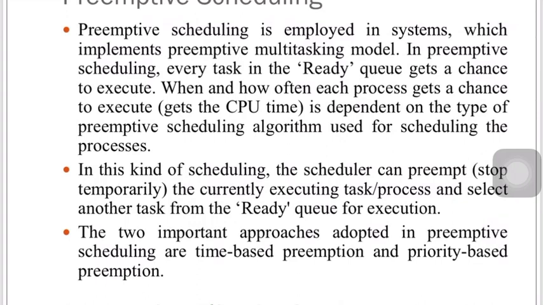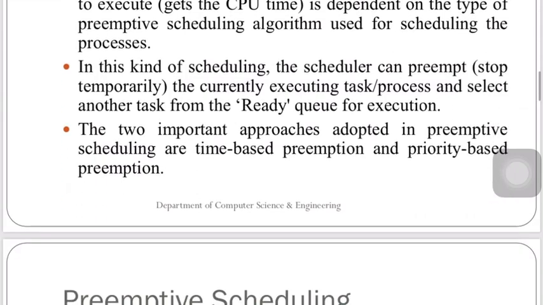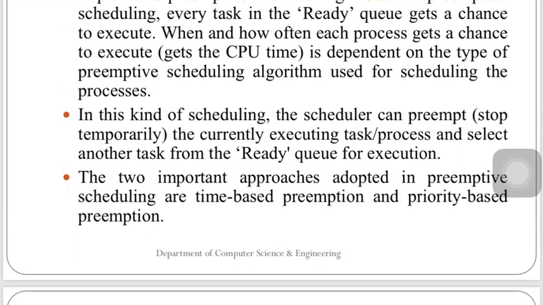Okay, so stop temporarily and assign another process or a task in the ready queue for execution. The two important approaches adopted in preemptive scheduling are time-based preemption and priority-based preemption. Okay, so we'll discuss this type of approach where it is time-based preemption and where it is priority-based preemption.